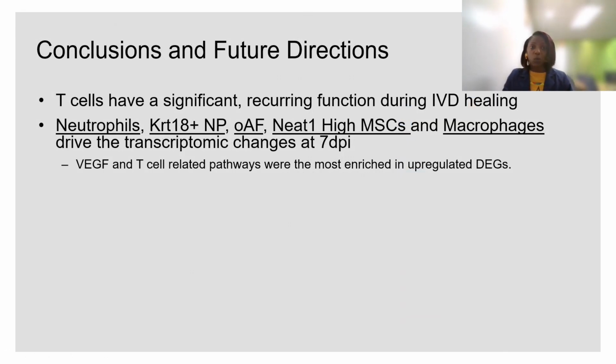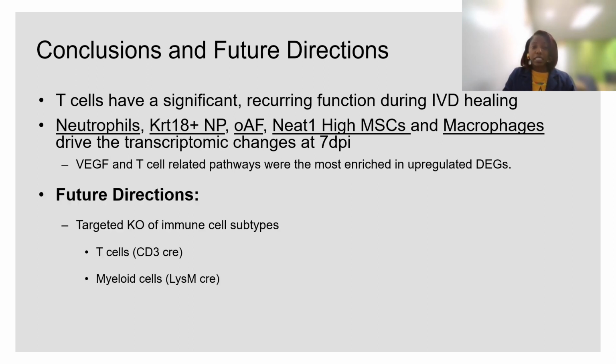Therefore, in this study, we observed a novel role of T cells in healing, where they come very early and then return very late, and determine the 5 specific cell populations that drive the transcriptomic changes seen at 7 DPI. And the DEGs at 7 DPI showed an increase in VEGF and T cell related pathways specifically, which corroborates the qPCR longitudinal data. For future studies, I will knock out T cells and myeloid cell populations specifically to determine their roles in IVD healing.